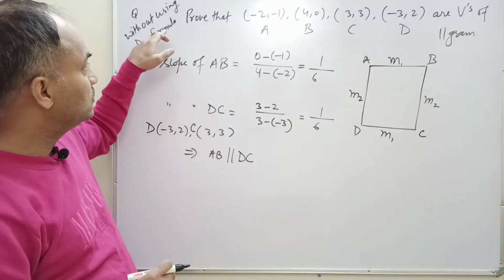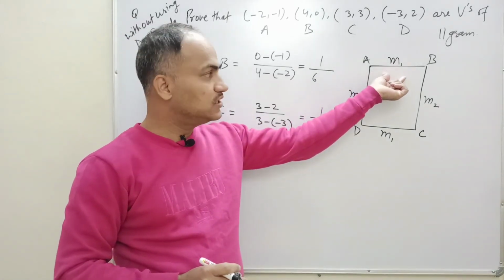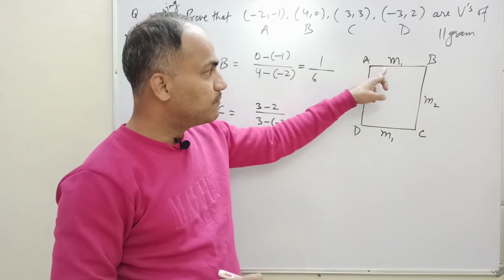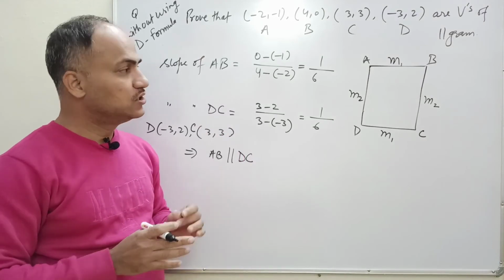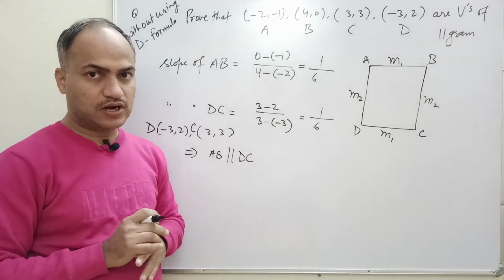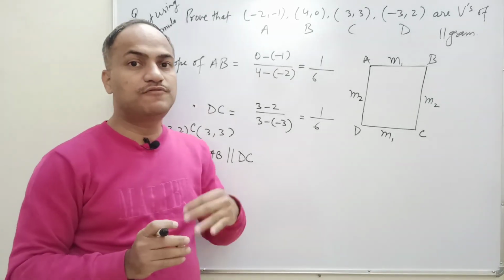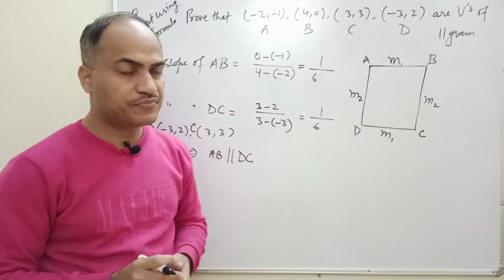Now, if this restriction was not there, then it was an easy thing that we can use distance formula and show AB and DC are equal. That would be sufficient to prove that ABCD is a parallelogram. But here we are not supposed to use this, so we will do a different thing. We will prove the slope of other 2 lines are also same.